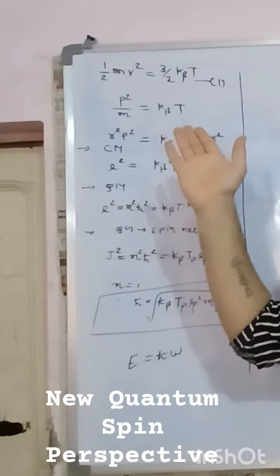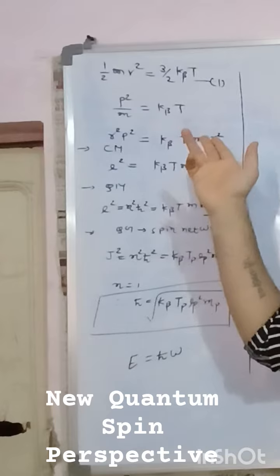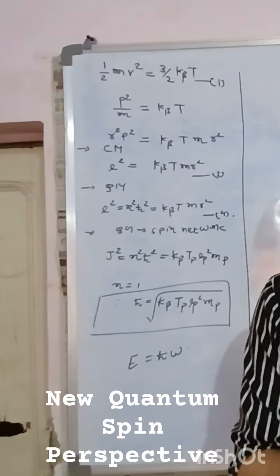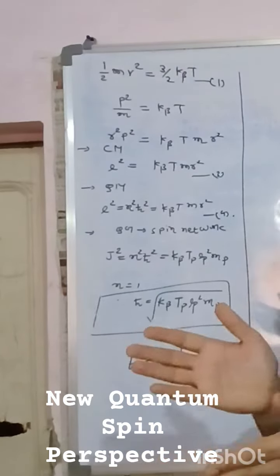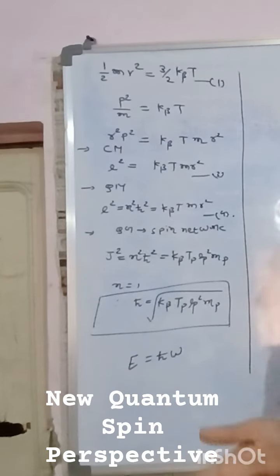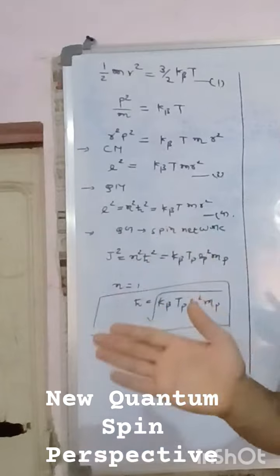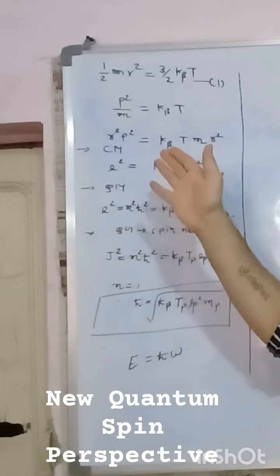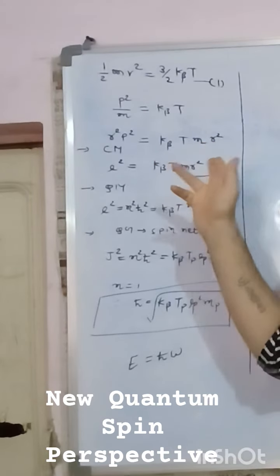equation number 2, that is p²/2m = k_B T. Here, instead of 3 degrees of freedom, I have considered only 1 degree of freedom. That's why the left hand side's 1/2 and the right hand side's 3/2 are eliminated. Thereafter, if I multiply the square of the radius to the left hand side and right hand side, I can have equation number 3, that is r²p² = k_B T m r².